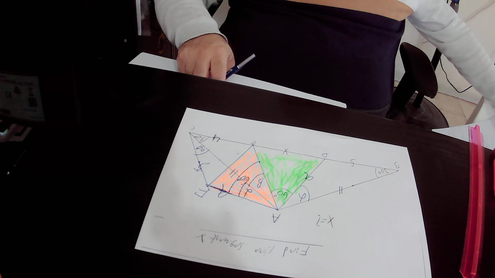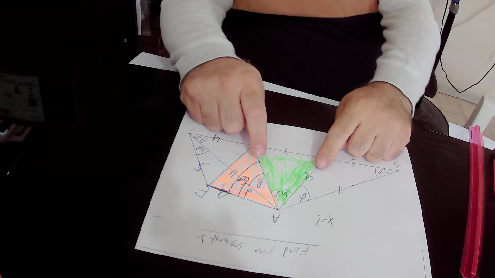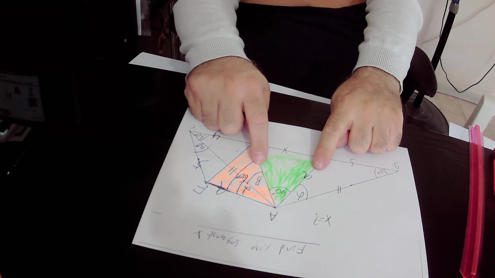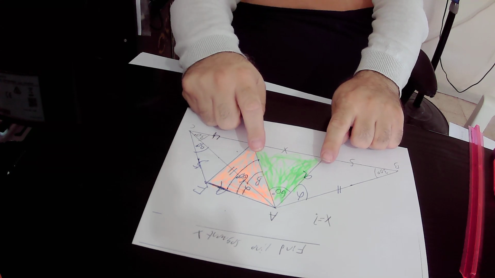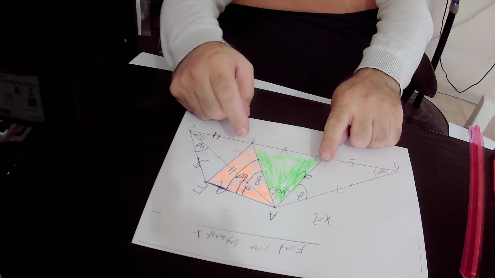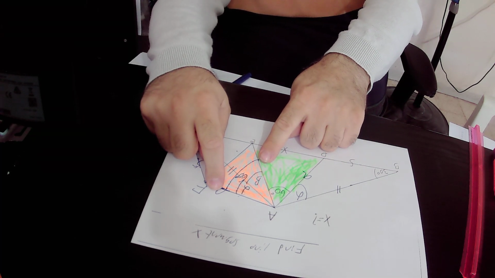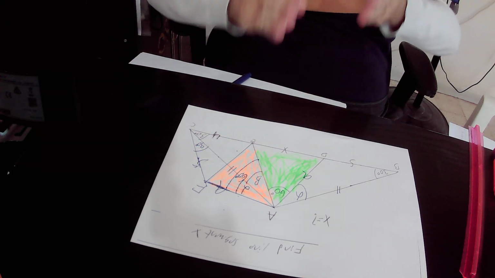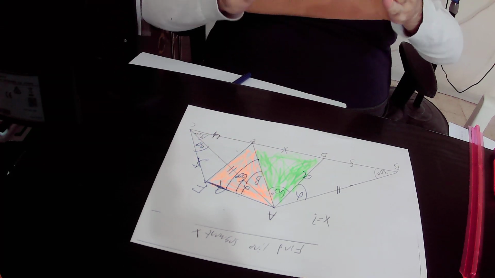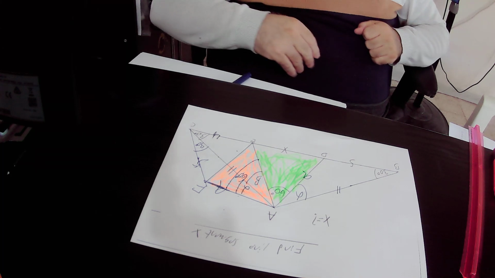I'll explain what I mean. Here we prove that those two sides and the angle that is included between those two sides in the green triangle are correspondingly congruent to those two sides and the angle that is included between those two sides in the orange triangle. Therefore, we proved that those two triangles can go into each other according to the side angle side rule.